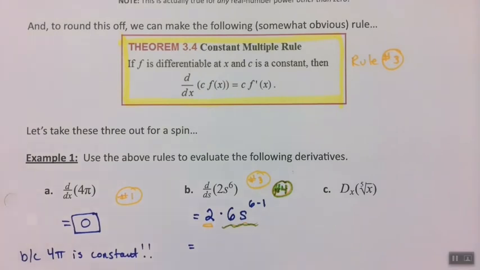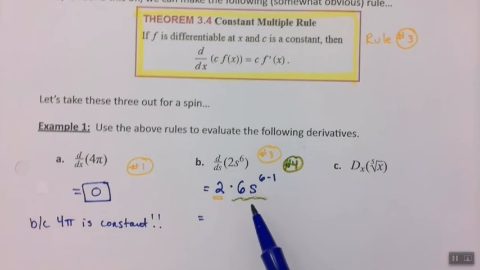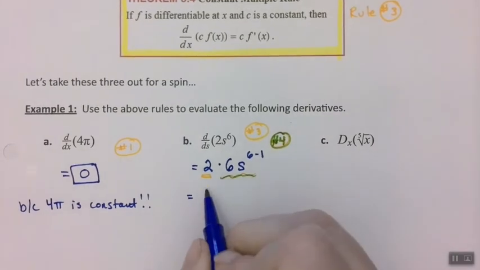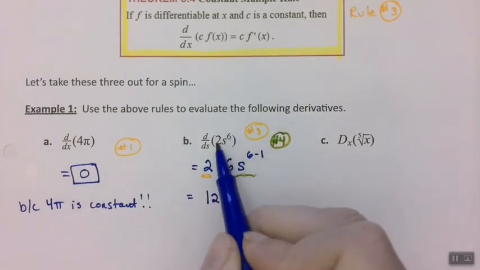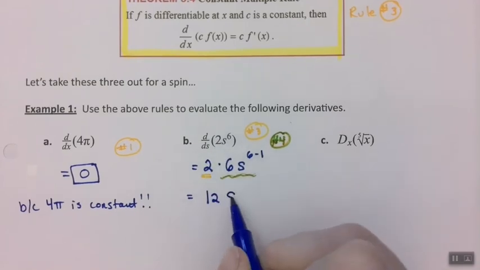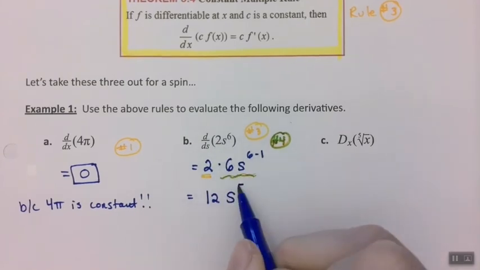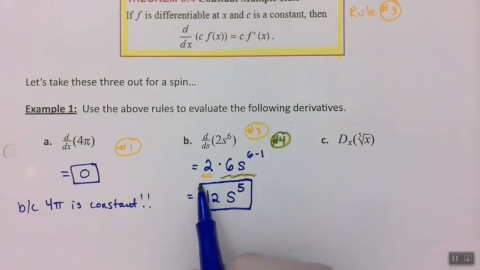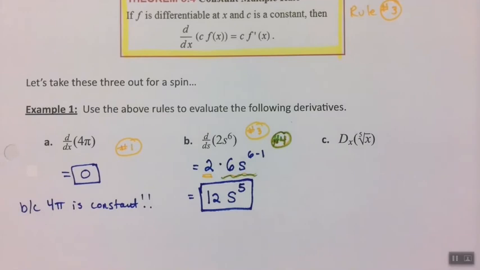And honestly, you never show this step in between. Once you see how this works, you just never bother. So it becomes 12, right? 6 times 2, you bring the 6 down. 6 times 2 is 12. S to the 6 take away 1, which we all know is 5. And that's what we do. We almost never show that middle step in between because this stuff kind of becomes internal to us.